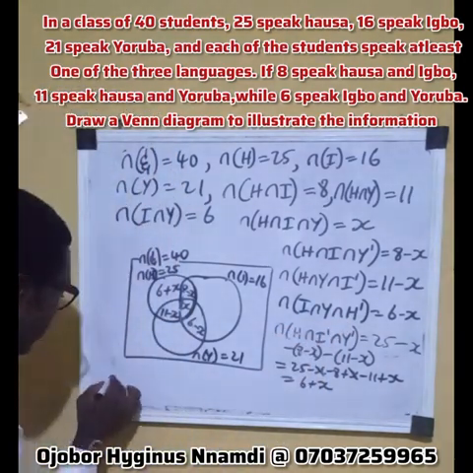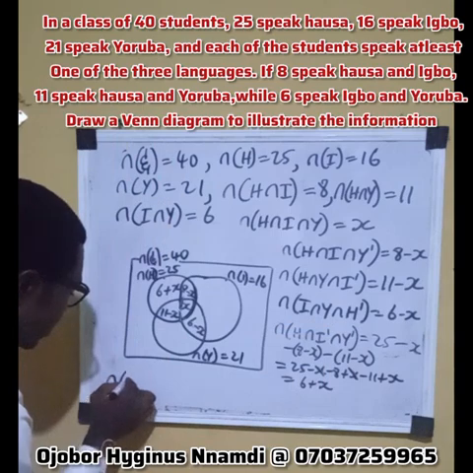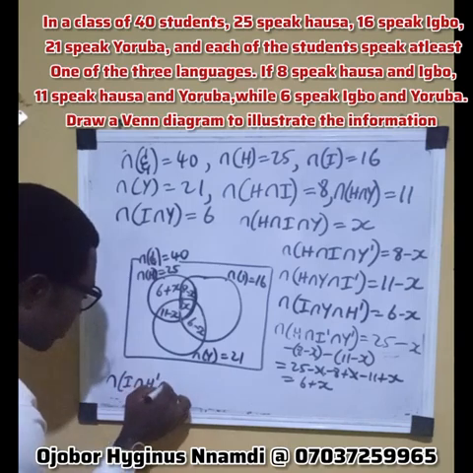So to get the number of those that speak Igbo only, we have the number of those that speak Igbo and not Hausa and not Yoruba.